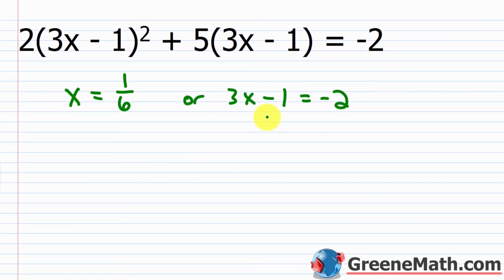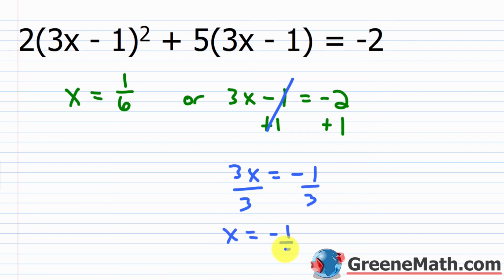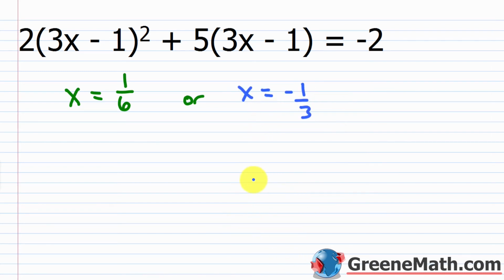All right, so over here, I'm just going to add 1 to each side of the equation. And we know that this is going to cancel. I'll have that 3x is equal to -2 plus 1 is going to be -1. Divide both sides by 3, and I get that x is equal to -1/3. So we get our two solutions here. X is equal to 1/6 or x is equal to -1/3. Of course, you can write it as x equals 1/6, -1/3.